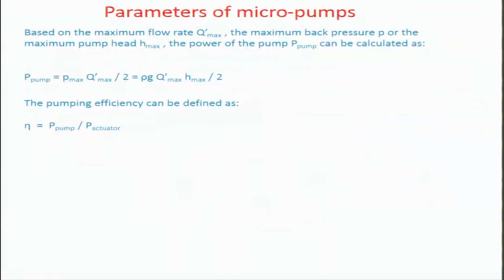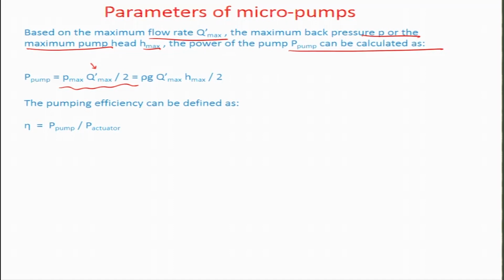So, based on the maximum flow rate Q dot max, the maximum back pressure P or the maximum pump head H max, the power of the pump can be calculated. It is basically the pressure discharge volume product divided by 2, it is assumed that the volume flow rate picks up from 0 and goes to q dot max, which is the maximum flow rate, and so therefore the average flow rate can be taken to be just half of q dot maximum.